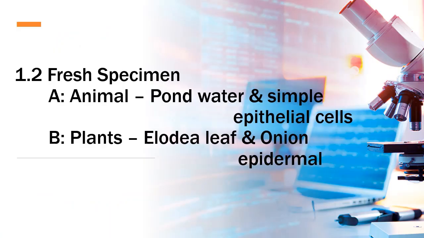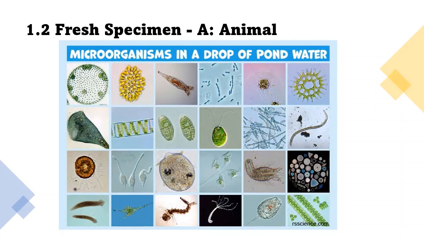Okay, done. We go to 1.2 under Fresh Specimen, which are animals and plants. Under animal, we're going to look at the pond water and simple epithelial cell. B is a plant, which is Elodea, and also onion epidermal. Let's see. Under 1.2 Fresh Specimen, which is an animal, we're going to look at the microorganisms in a drop of pond water. Normally, pond water has several types of microorganisms, for example amoeba, Elodea, paramecium, and others that can be found in figure 1.2 in your lab manual, on page number 50.